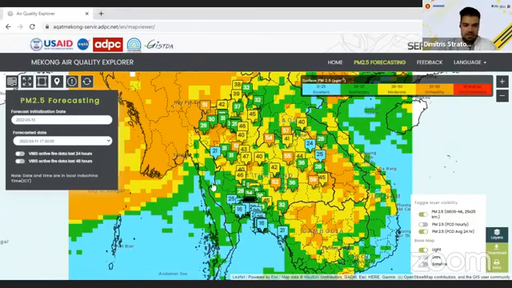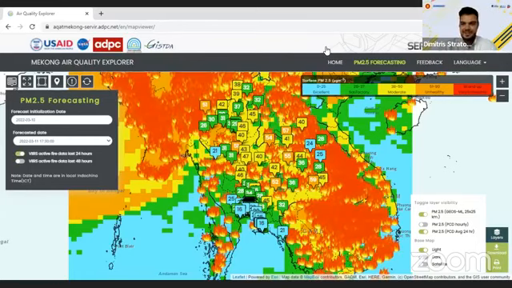Right, so this is the system we use for pollution in Thailand, and we are trying to expand it to the larger ASEAN region in the next 2 years, and we hope we'll be successful in that, as air quality is a very pressing issue in the region, as you may know.